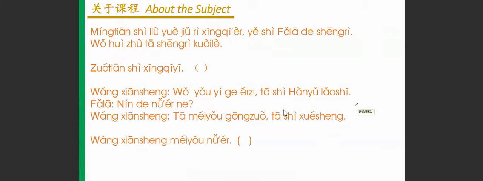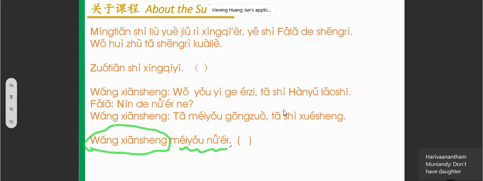So 王先生没有女儿. 王先生 means Mr. Wang. 没有女儿, what's the meaning? Very good. Don't have a daughter. So the answer you gave me is wrong. You answered that Mr. Wang doesn't have a daughter is false, 不是. So let's check.